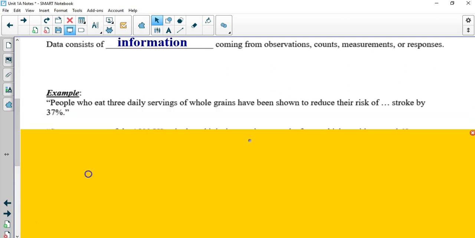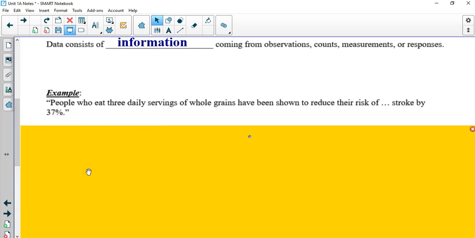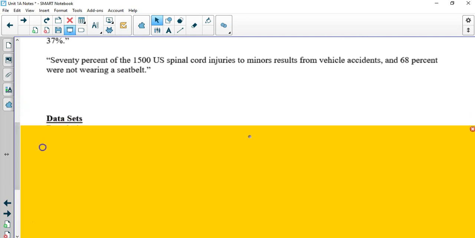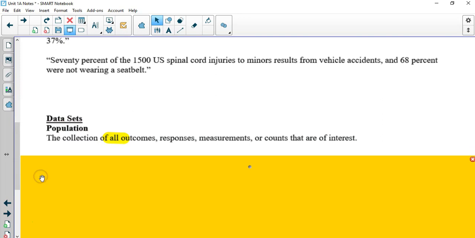So, for example, people who eat three daily servings of whole grains have been shown to reduce their risk of stroke by 37%. 70% of the 1,500 U.S. spinal cord injuries to minors results from vehicle accidents, and 68% were not wearing a seatbelt. Scary one there.